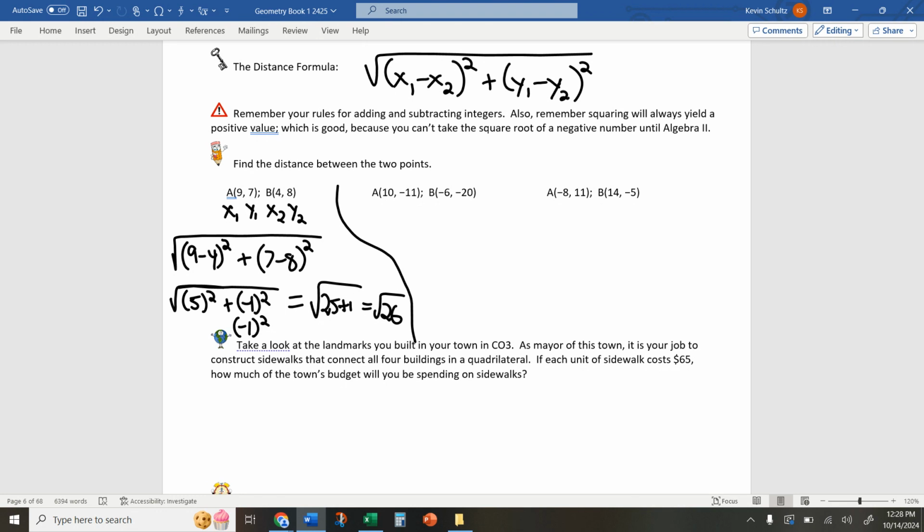The next one, we have our x1, y1: 10 is our first x, negative 11 is our first y, negative 6 is our second x, negative 20 is our second y, and we begin.